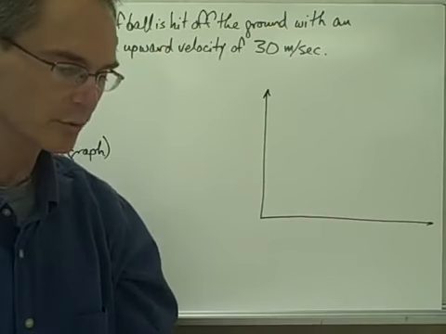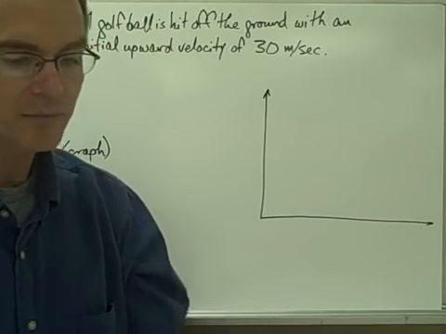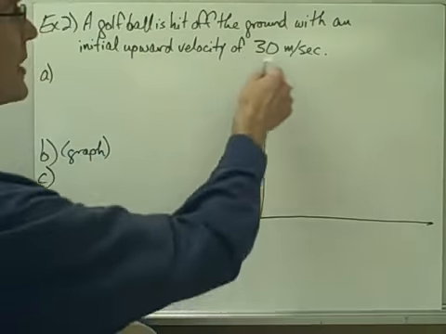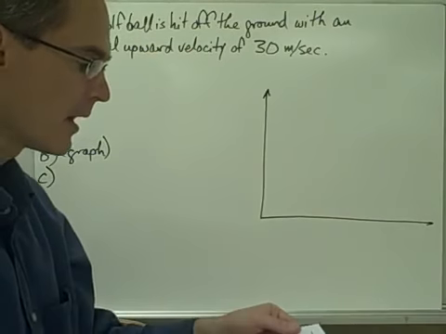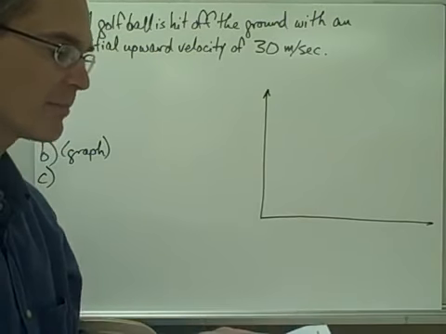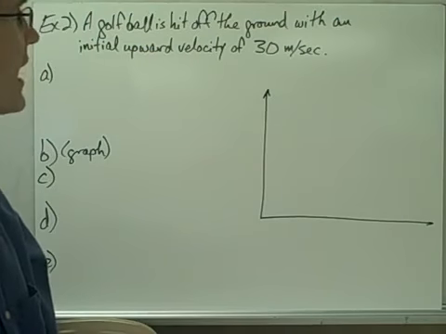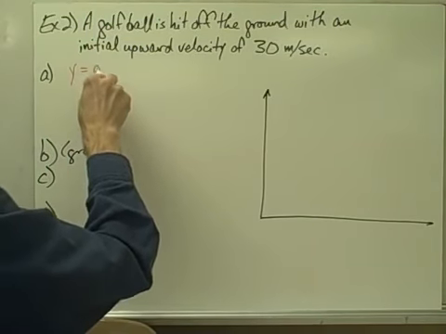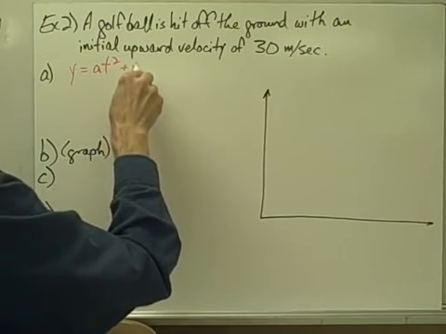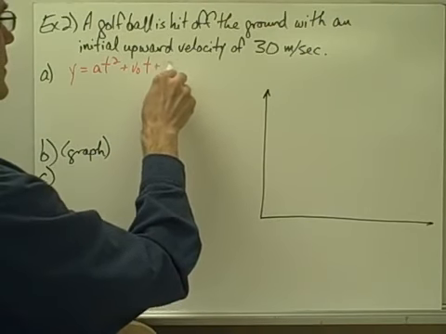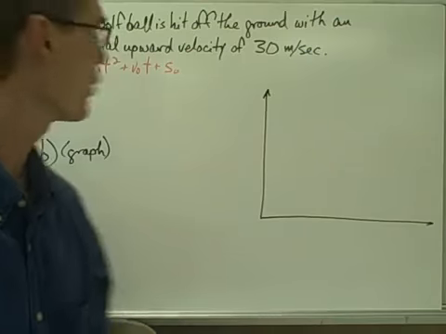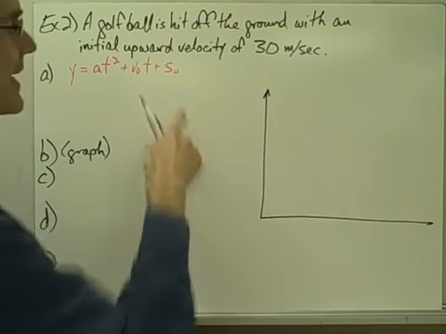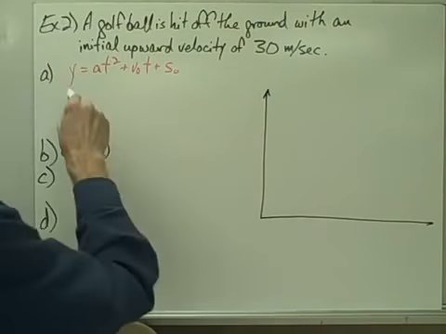All right, example number 2. A golf ball is hit off of the ground with an initial upward velocity of 30 meters per second. Part A says, write an equation to model the height of the golf ball over time. Well, once again, this is a projectile motion problem, so I'm going to be using this form of the equation. And once I know the values of A and V sub 0 and S sub 0, then I've got my equation.